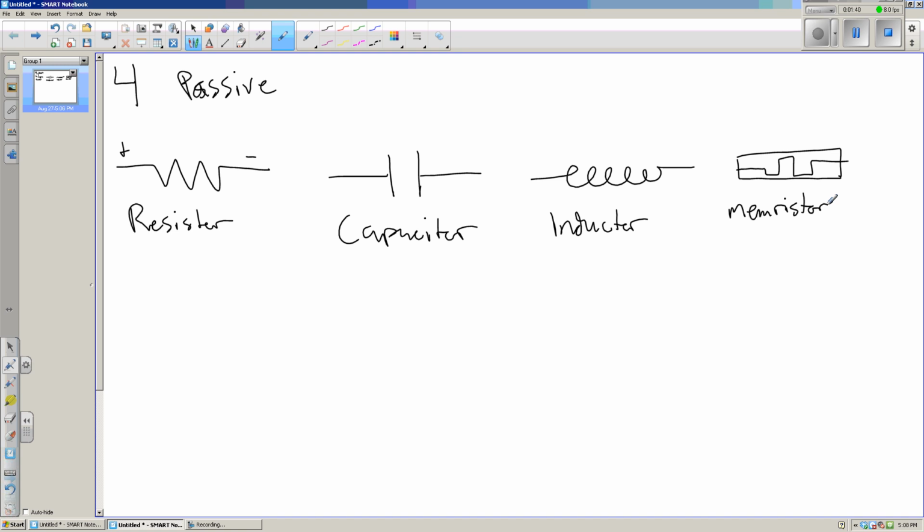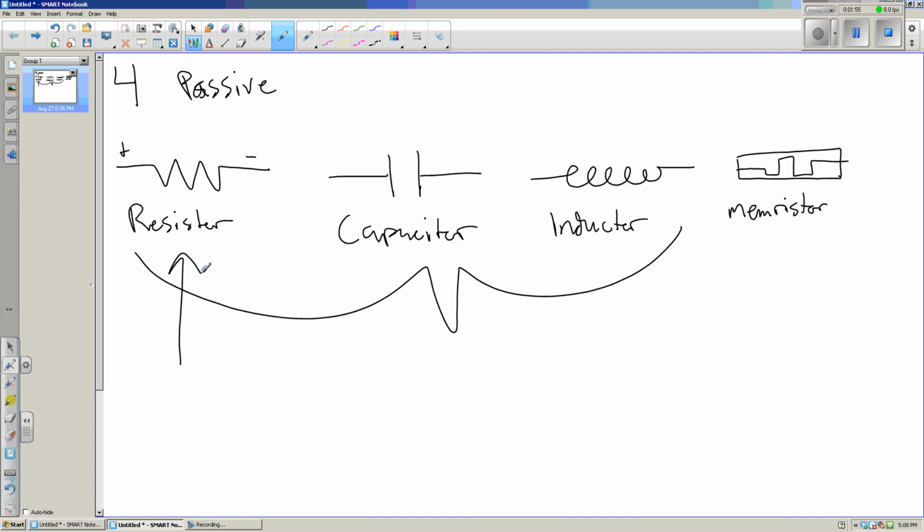The most important ones here then are going to be the first three. These are the ones we'll use throughout your studies here at NDSU. We might get to capacitors and inductors later in the semester. For now, really, we just need to focus on the resistor.